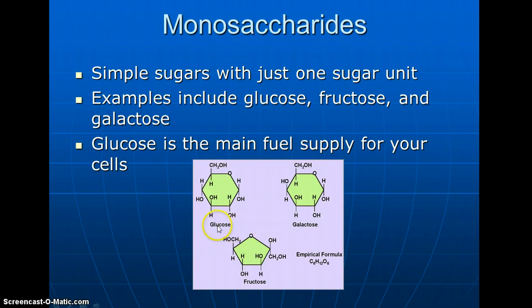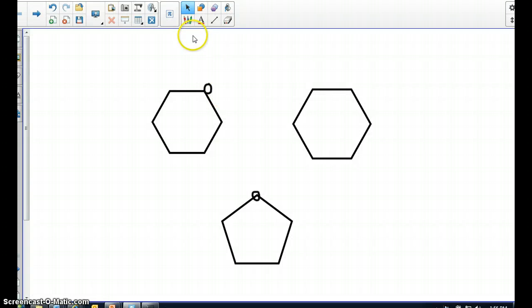Here is glucose, which has a 5-carbon backbone, galactose, which is very similar to glucose, also with that 5-carbon backbone, and fructose, which is instead a pentagon with a 4-carbon backbone. However, they all contain the same base formula of C6H12O6.